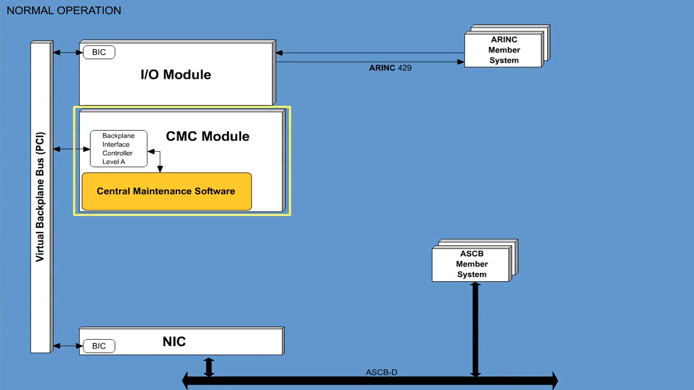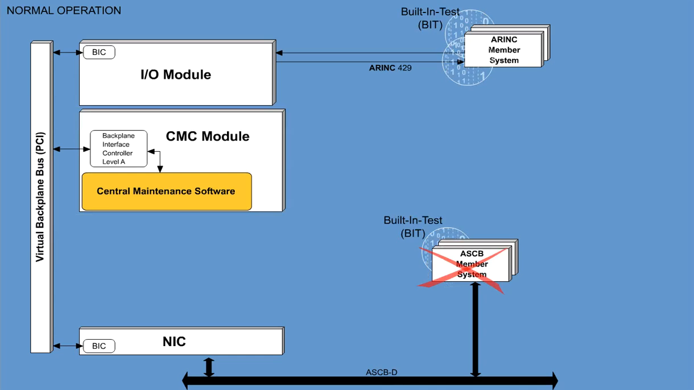And the CMC-F monitors the ASCB bus for fault reports that are transmitted in real time from the member systems. Member systems gather data, report it to the CMC-F, and store fault data when equipment failures occur. The member system's continuous built-in test and power-up built-in test typically perform this function.